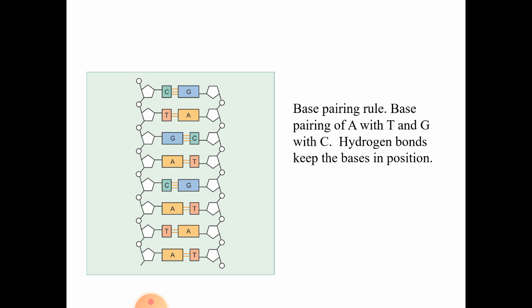So this is the diagram you need to draw with the base pairing rule. Base pairing of A with T and G with C. Hydrogen bonds keep the bases in position. A and T with a double bond and C and G with a triple bond. So this diagram should be drawn.